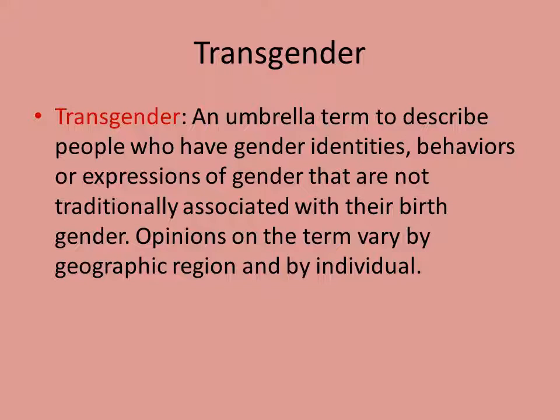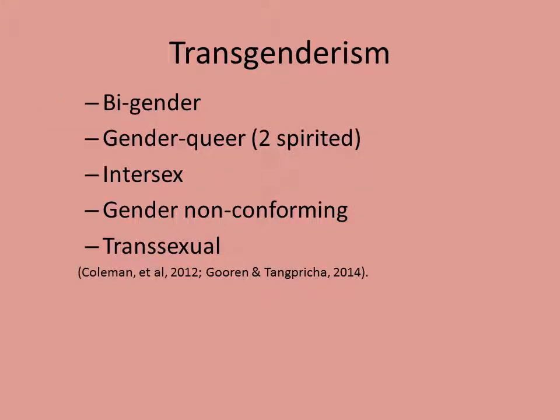Transgender is an umbrella term used to describe people who have gender identities, behaviors, or expressions of gender that are not traditionally associated with their birth gender. Opinions on the term vary by geographics and by individual. Transgender encompasses a wide variation of gender identity, including bigender, genderqueer, intersex, gender nonconforming, and transsexual. Transsexualism is considered the most extreme condition of transgenderism, wherein a person seeks hormonal and/or surgical treatment to externally express their internal gender identity.